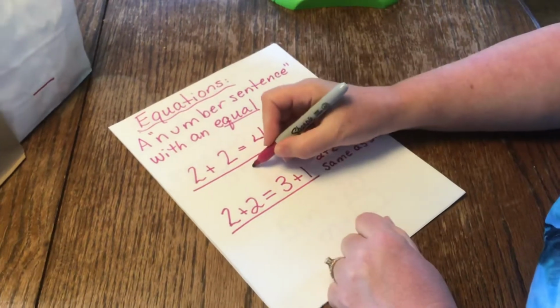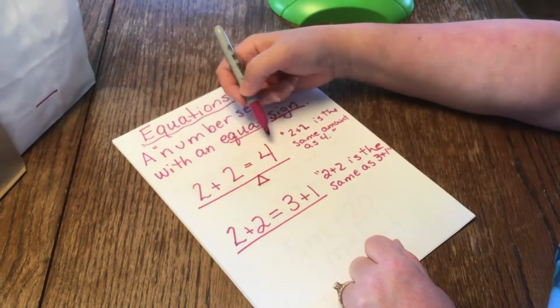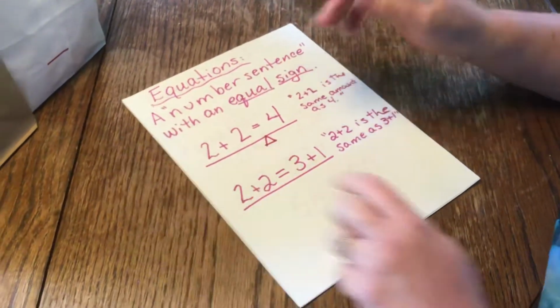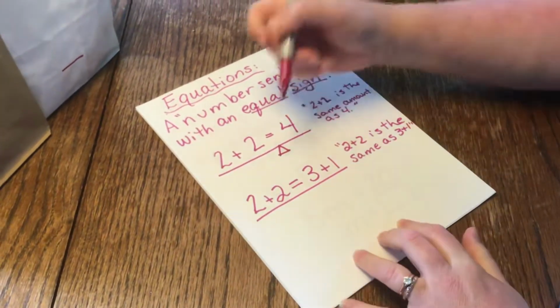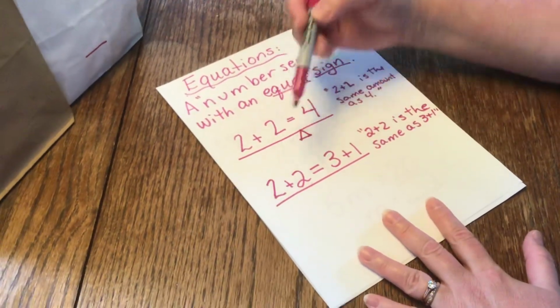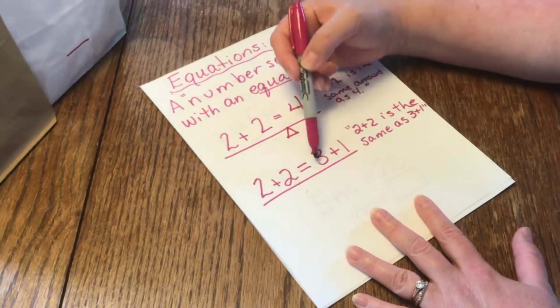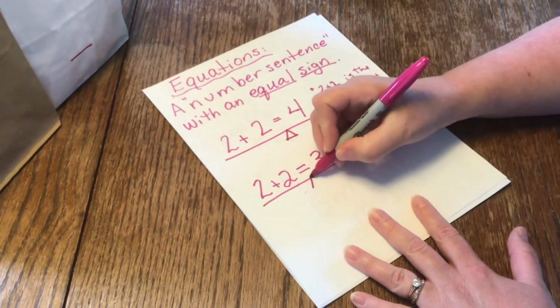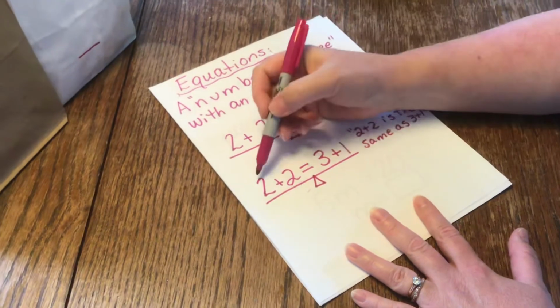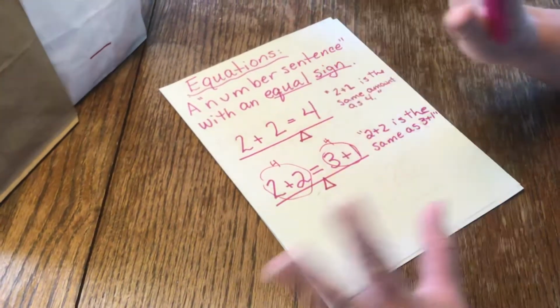You can imagine that with a scale. If you had 2 blocks on one side of the scale, 4 on the other, they would balance. You can also make an equation where you have an expression on each side. 2 plus 2 equals 3 plus 1. It means that 2 plus 2 is the same amount as 3 plus 1. Again, imagine the scale. And you can see this one gives you 4. This side gives you 4. We're going to be equal.